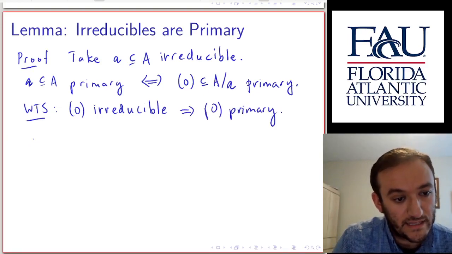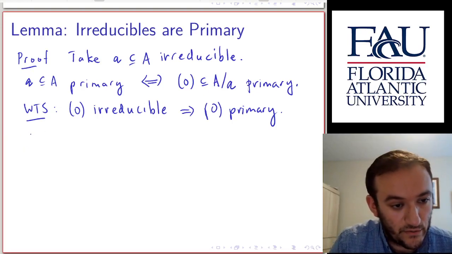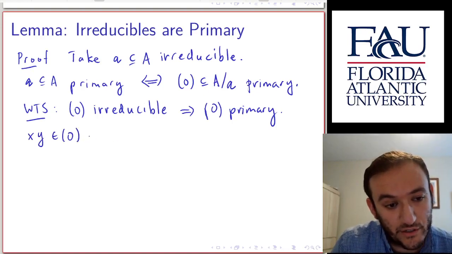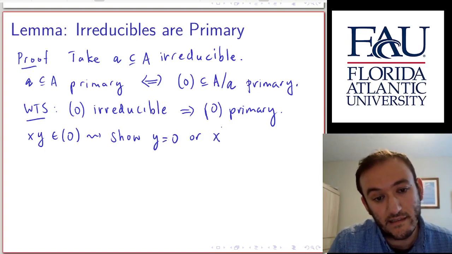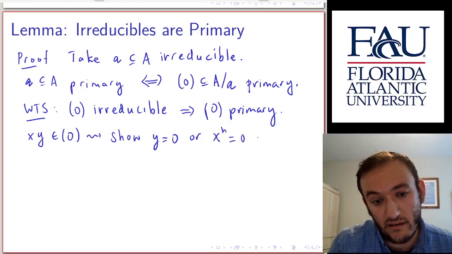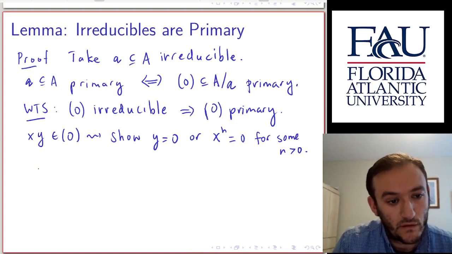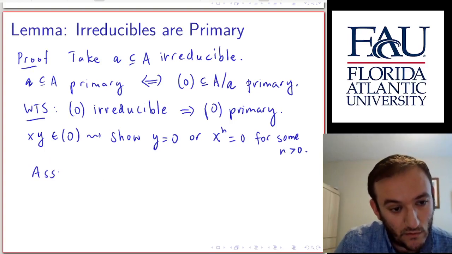Okay, so we're assuming 0 is irreducible. We want to prove that it's primary. So we'll take xy in 0, and we're going to try and show that either y is equal to 0 or x to the n is equal to 0 for some n. Well, okay, if y equals 0, we're done. So we can assume that y is not equal to 0.